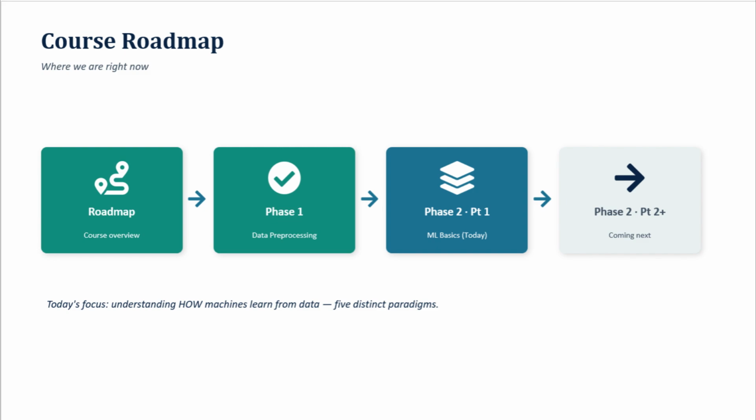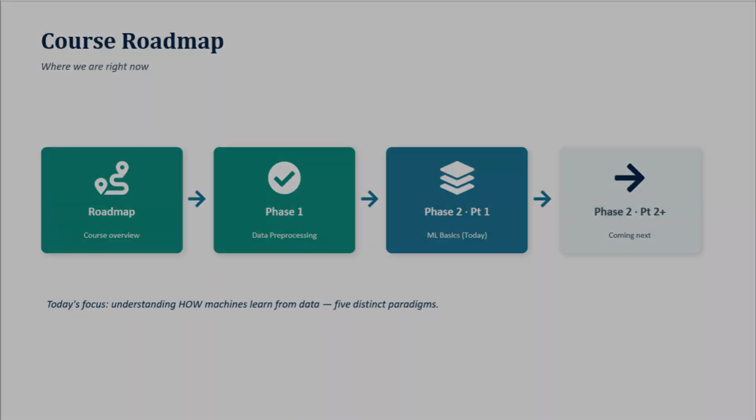In the upcoming parts of Phase 2, we'll start learning actual machine learning algorithms like linear regression, logistic regression, decision trees, random forests, support vector machines, and many more. So today's goal is simple: understand how machines actually learn from data.